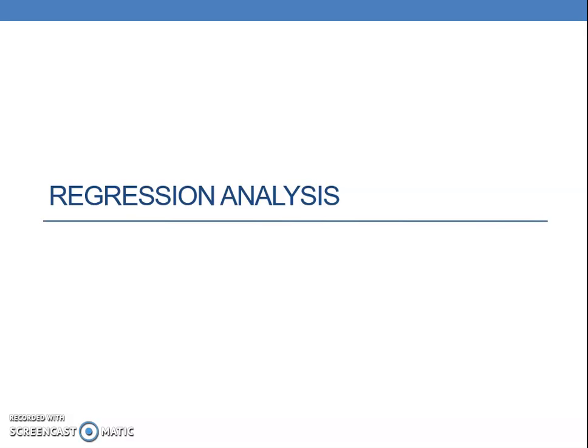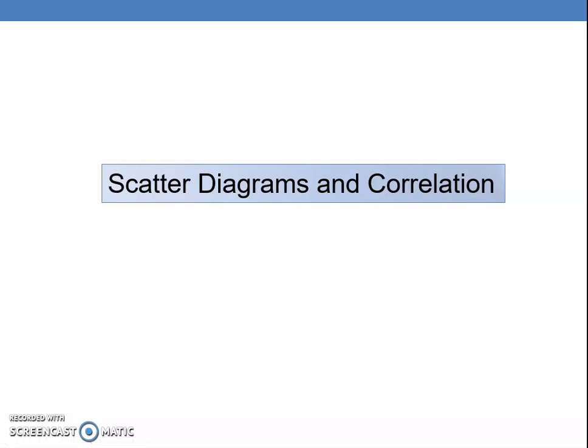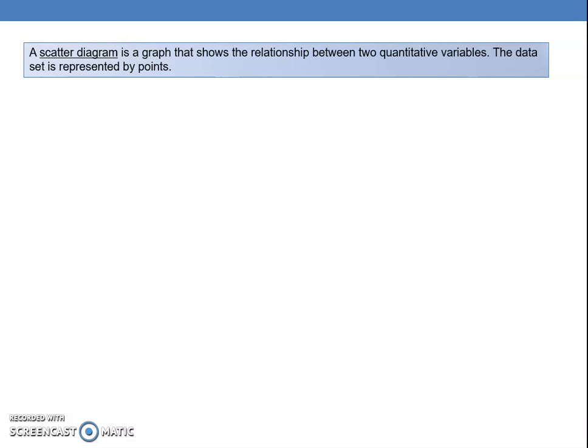Class, in this video, I'm going to talk about regression analysis, and in particular, we're going to do linear regression in this video. All right, so I want to start off with what we call scatter diagrams, or sometimes we call it the scatter plot and correlation. So a scatter diagram is a graph that shows the relationship between two quantitative variables.